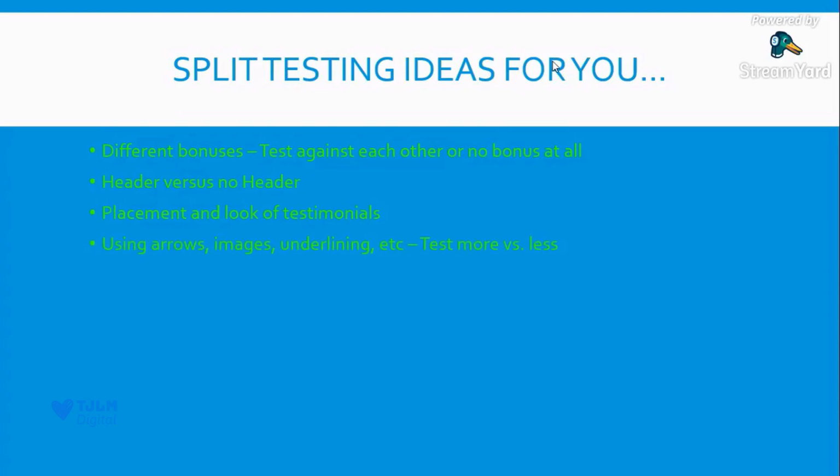Another thing you can test is using different arrows pointing towards text or buttons or important content: size, color, depth, funny cartoon arrows, serious straight arrows. Test your images more or less. Test the underlining, not underlining. The possibilities are endless, guys. Right?